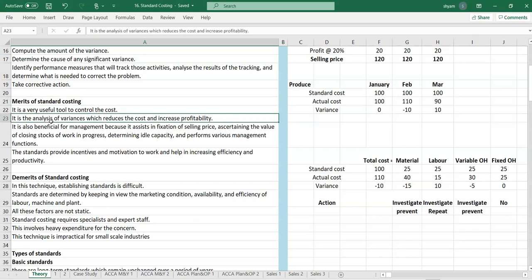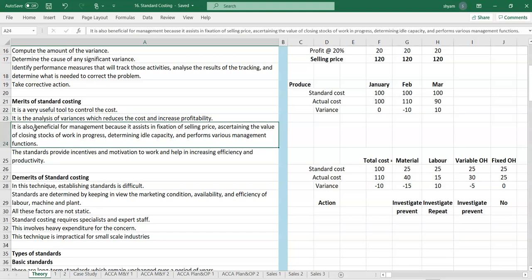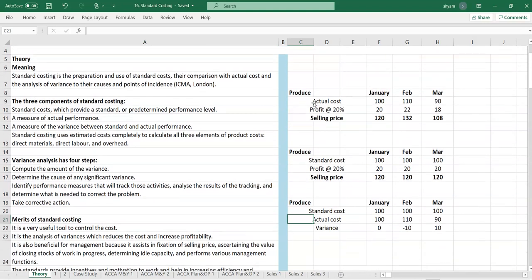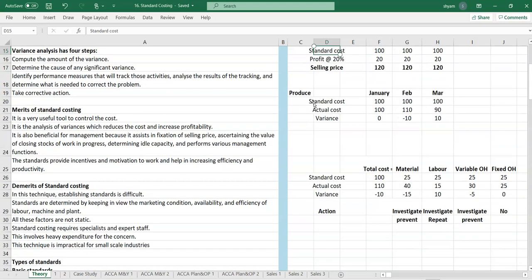The second is, it is the analysis of variance which reduces the cost and increases profitability. So we are trying to find out where and how our cost is increasing and how to reduce it and how to increase our profitability. It is also beneficial for management because it assists in the fixation of selling price. So hope you got that idea from this explanation. If we charge actual cost, it is very confusing for the customer. We should charge a standard cost.